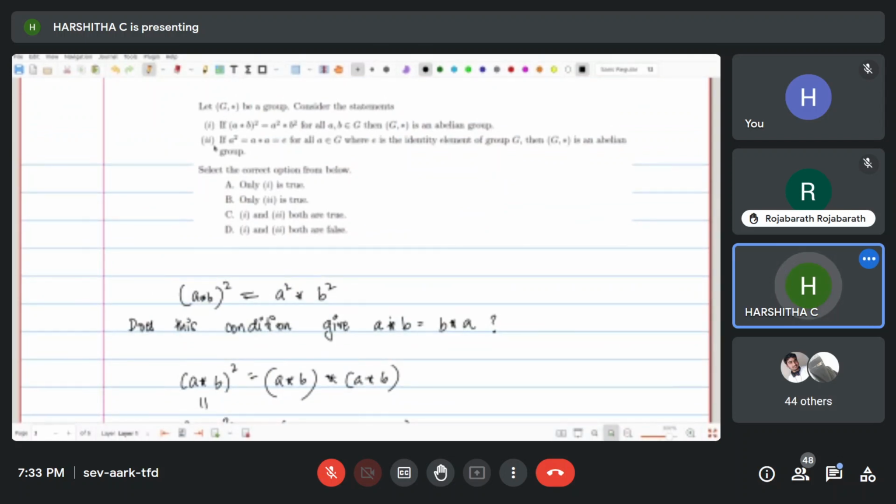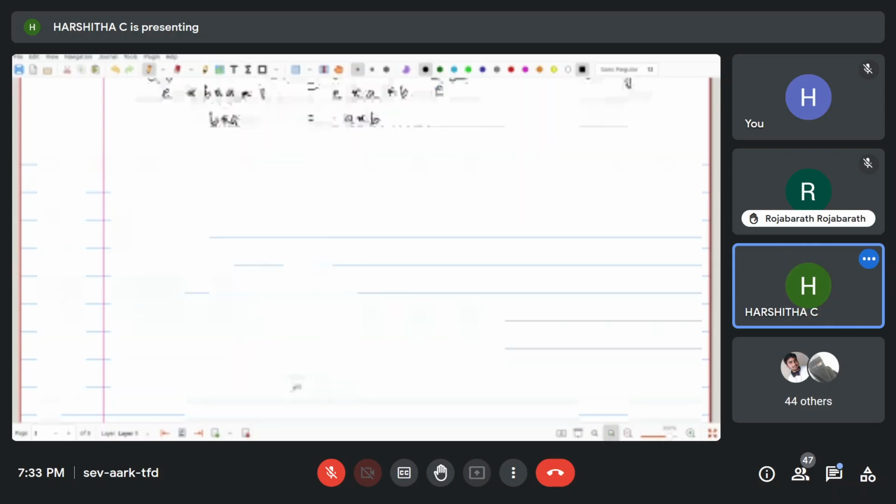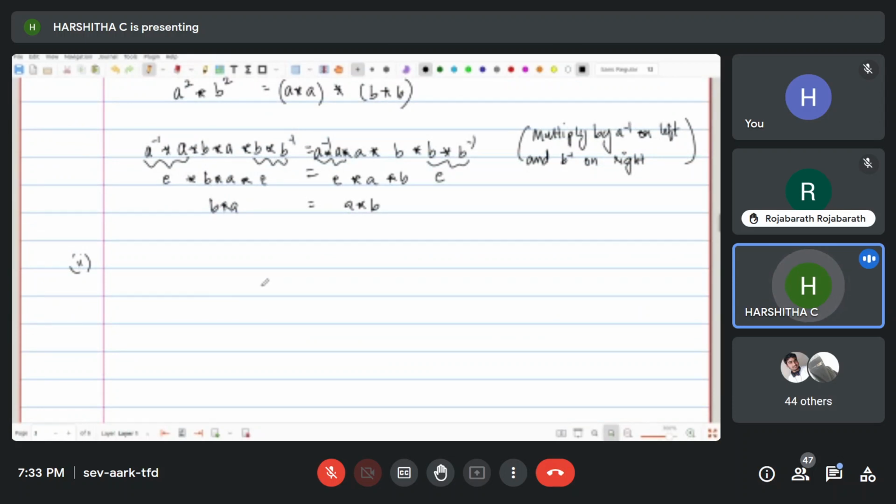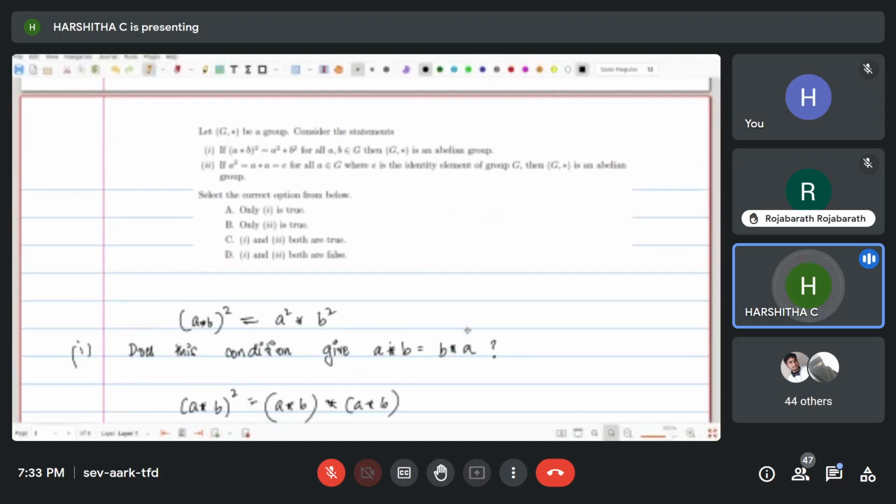Okay, so the next part, yeah, the first one is true. The next part says if A square equals A star A equals identity, then is the group abelian? You can see that this is also something very similar to what we did. So maybe you can take one minute to think about it. See if you can use part 1 in any way.